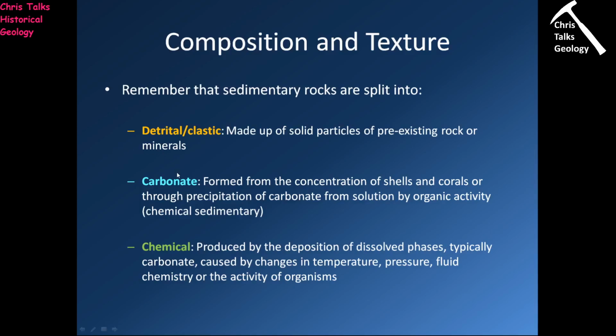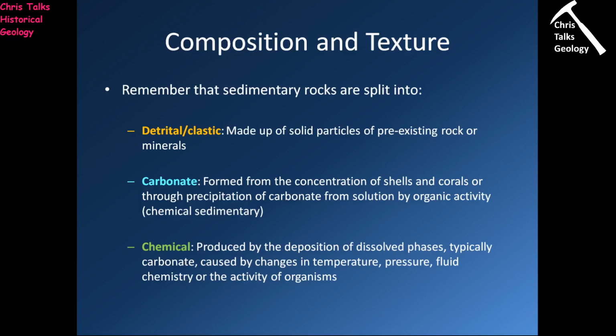The carbonates, well, they're formed from concentrations of shells, or should I say shelly material, or you can have the carbonate precipitated directly from water due to some kind of organic process, and these layers of carbonate material will build up over time, and that carbonate material can then be used to produce rocks, of which the classic example is limestone. And then finally we have the chemical sedimentary rocks.